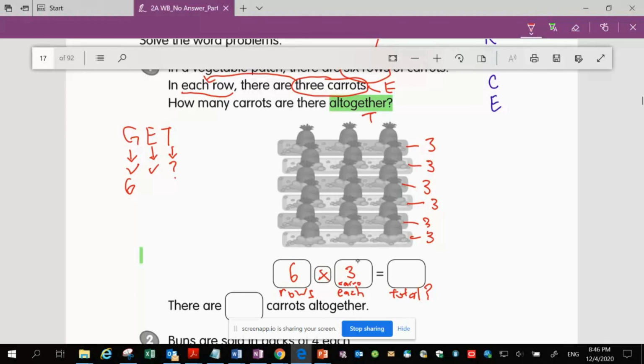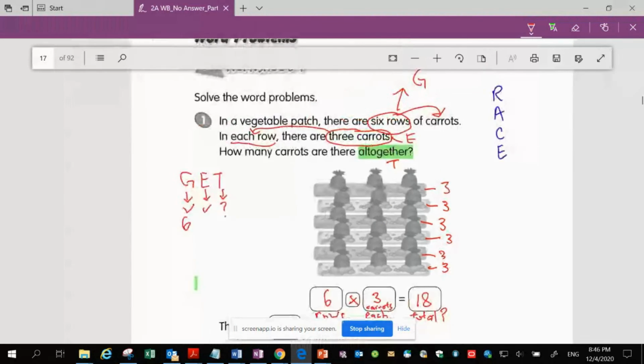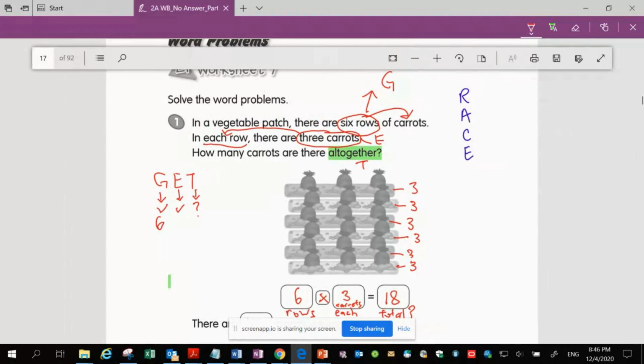In this case, we're talking about carrots, so I'm going to write carrots here. And you get a total of 3 plus 3 plus 3 plus 3 plus 3 plus 3. If you're good with your times table, you know that that would stand for 18 carrots in all. So there should be 18 carrots altogether. For this question, it's multiplication.